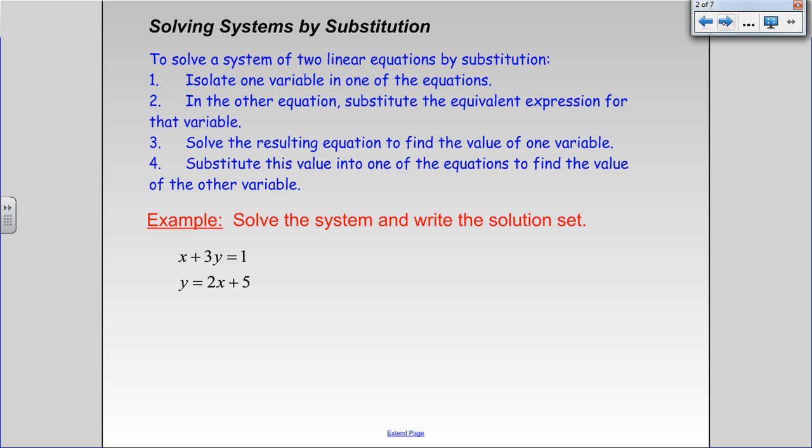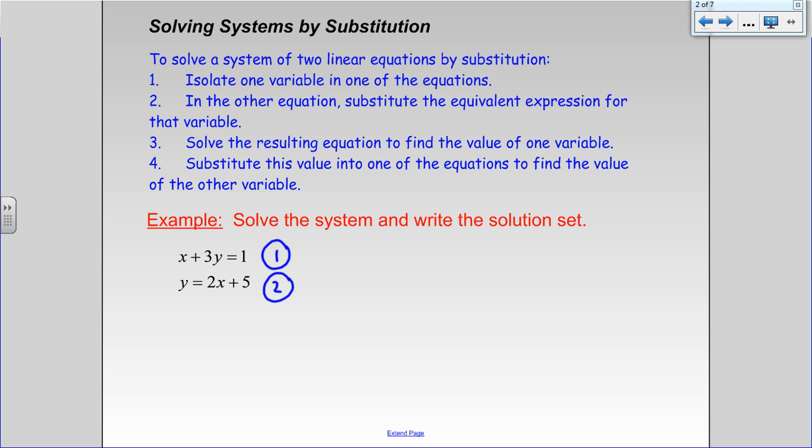Our system contains two equations. We'll call the first equation x plus 3y equals 1. We'll call that equation 1 for easy reference. And then y equals 2x plus 5. We'll call that equation 2. Notice that equation 2 already has y isolated, so we're finished with step 1 of our substitution method. We'll go right to step 2 and substitute for that variable in equation 1.